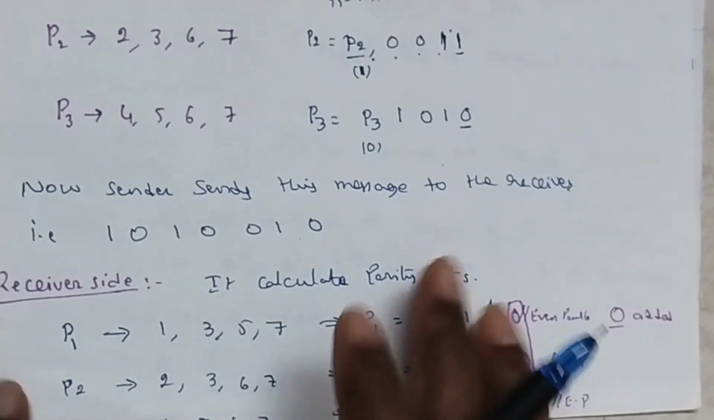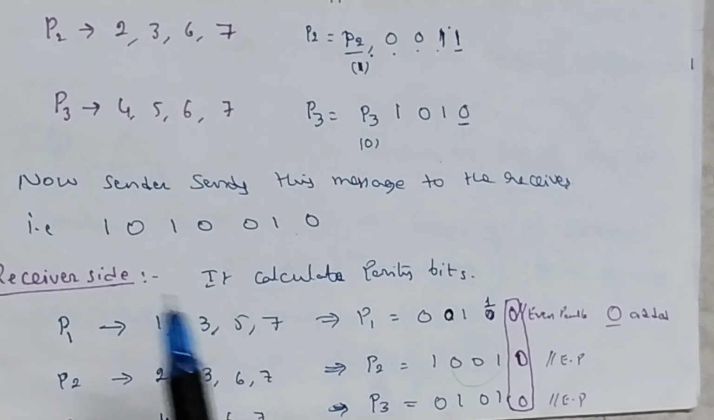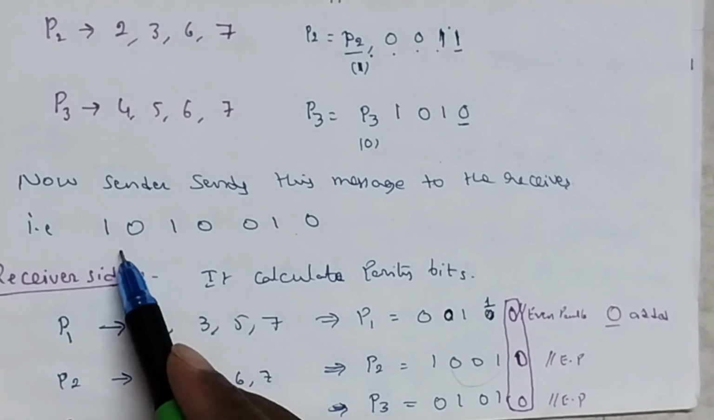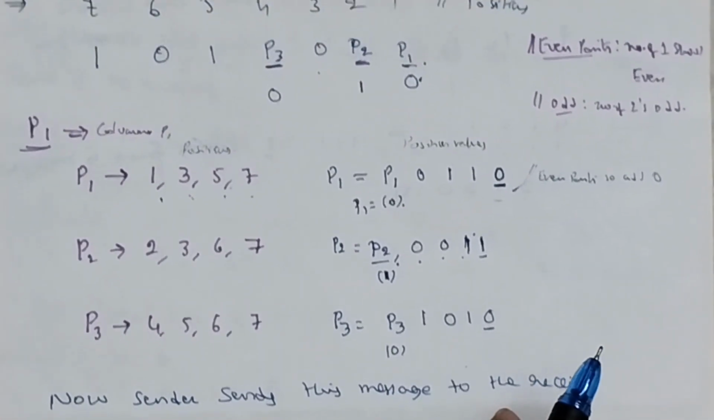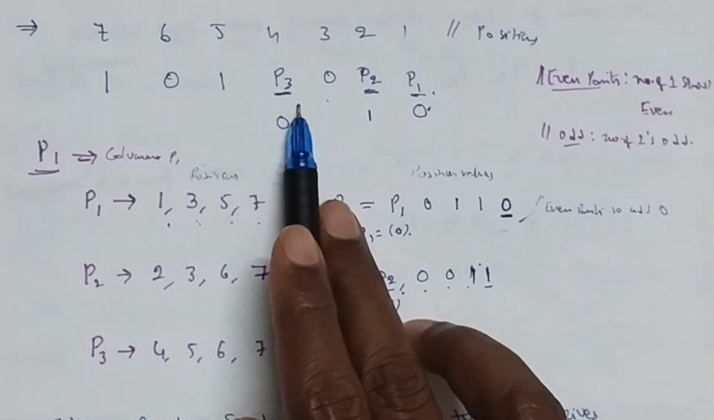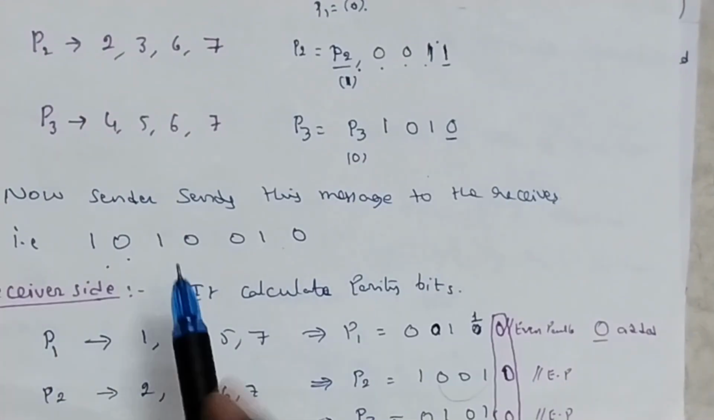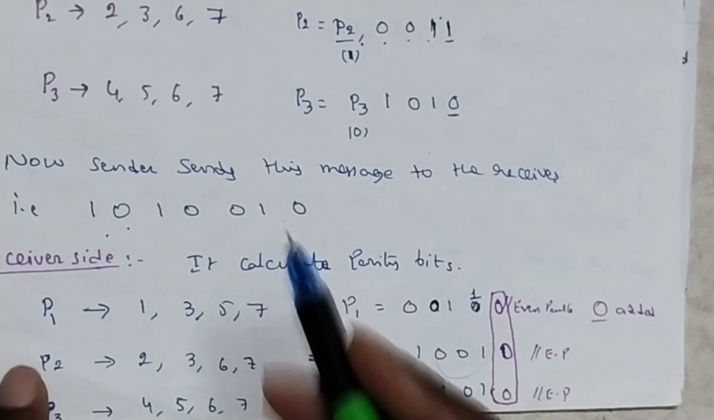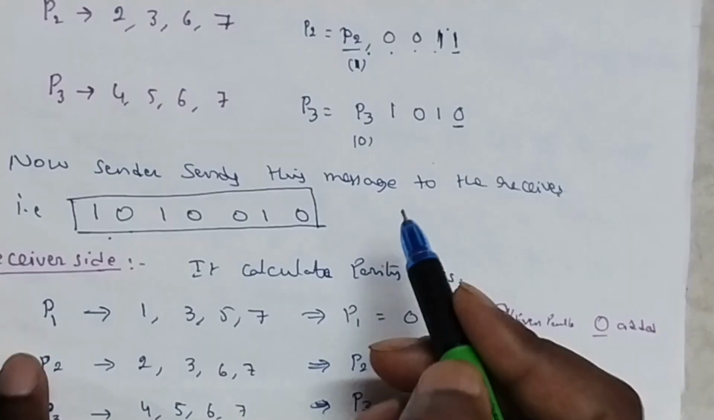So now the sender sends this 7-bit message, 7 frames, from sender to receiver. What is the frame? Check the positions. The P3 value we know is 0, P2 is 1, P1 is 0. So I will write this. Now this is the frame sent from sender to receiver.